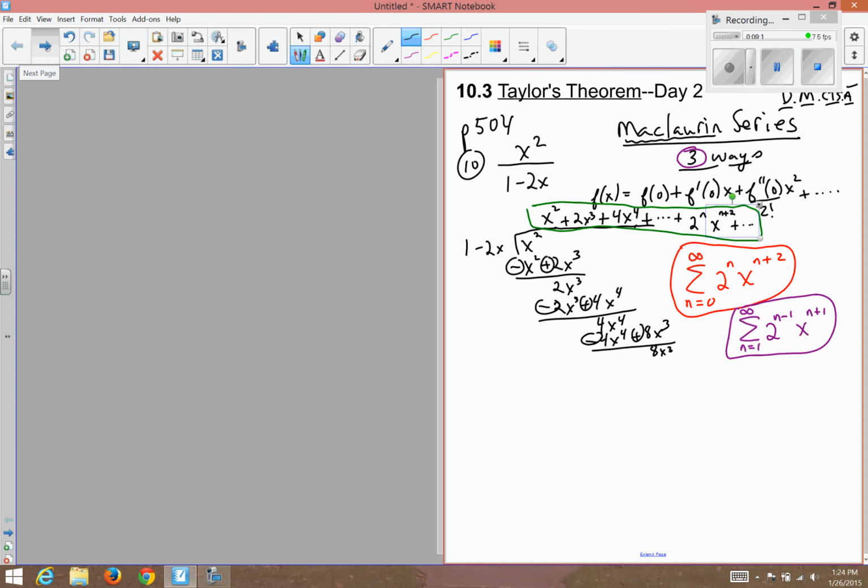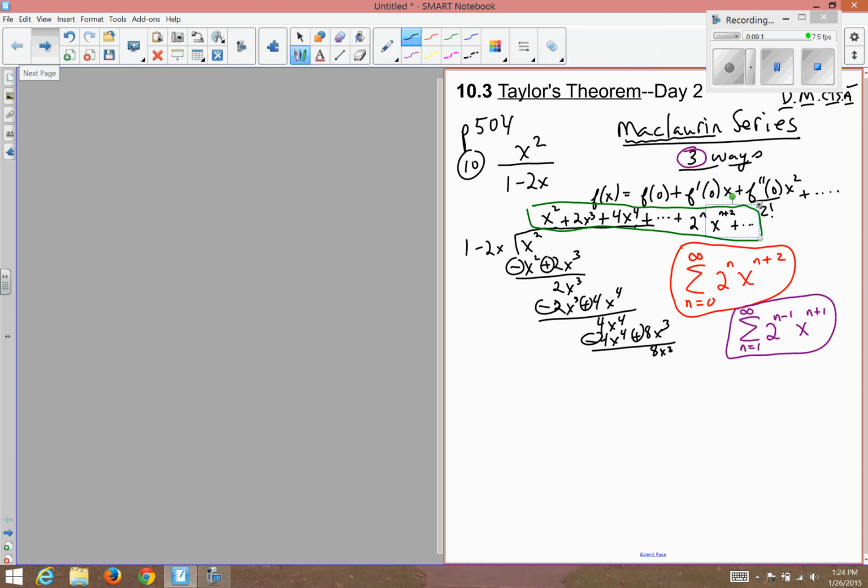And you could also see this is geometric. A over 1 minus r means geometric, because here's a term, and if you multiply any term by the common ratio, that's how you get the next term. X squared times 2x is 2x cubed. 2x cubed times the common ratio is 4x to the 4th, etc. So that's number 10.